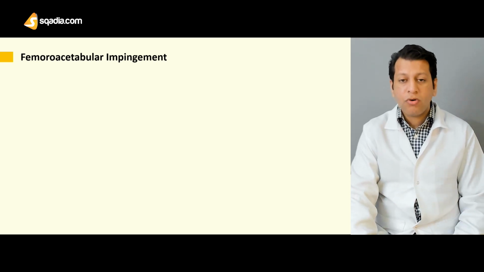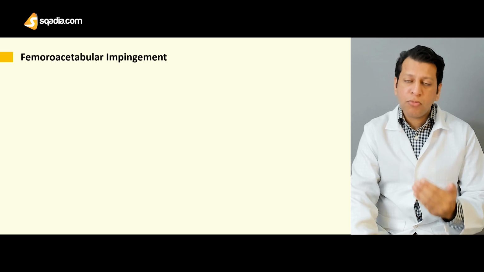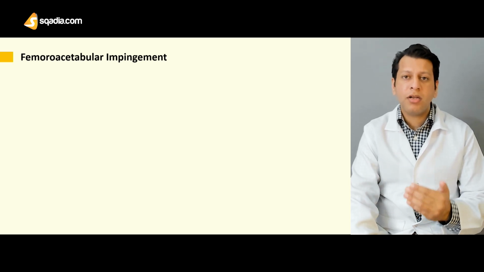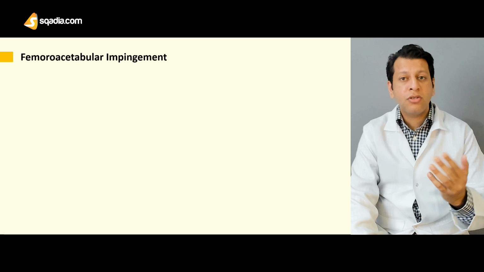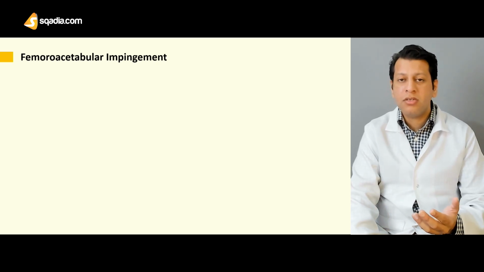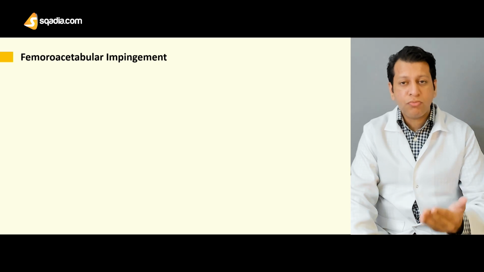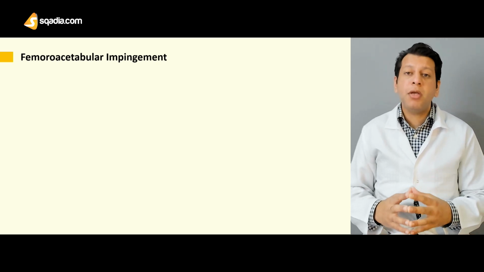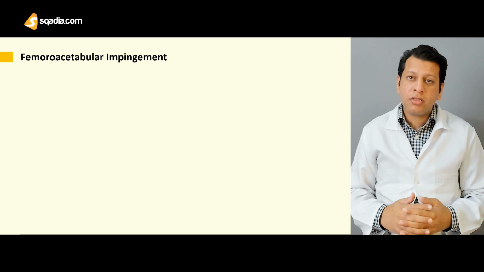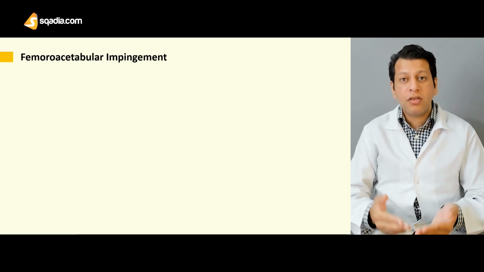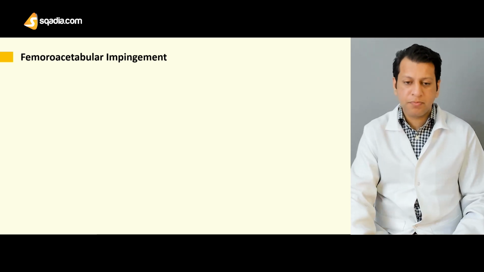Now, when there is abnormal articulation of the acetabulum with the femoral head and neck, this leads to labral tears and cartilage degeneration, which progresses to osteoarthritis. So femoroacetabular impingement may be one of the causes of secondary osteoarthritis, or it may be one of the differentials of osteoarthritis as well.